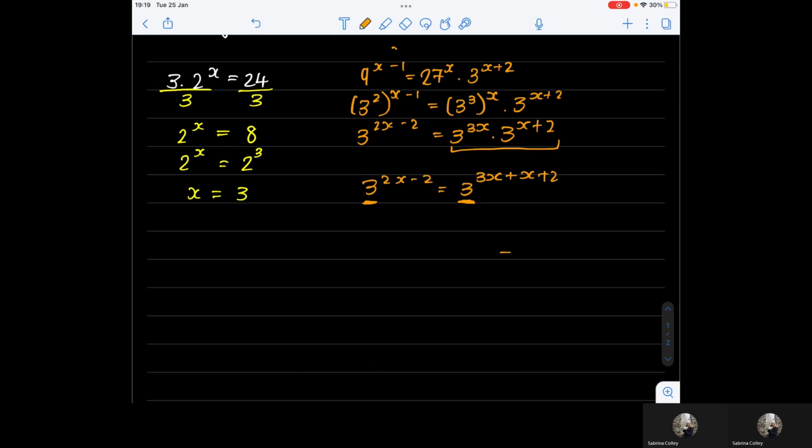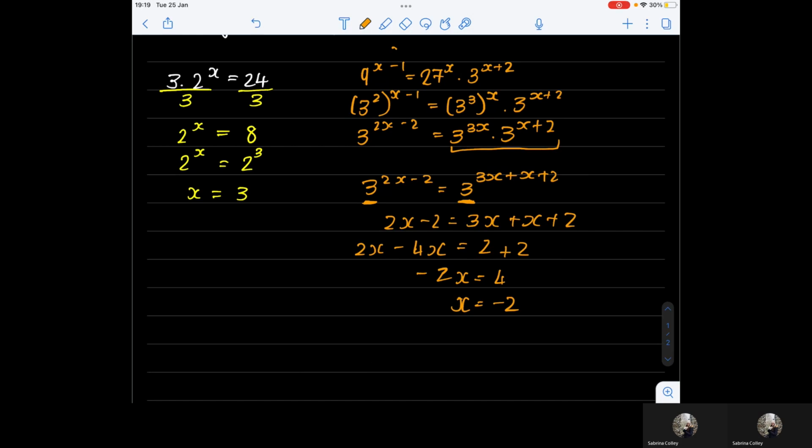Okay, so the bases are the same, so I just work with my exponents. Now I just bring all my x's to one side, so 2x minus 4x is equal to 2 plus 2. So this will be negative 2x is equal to 4. So x will be negative 2. Apologies for that.